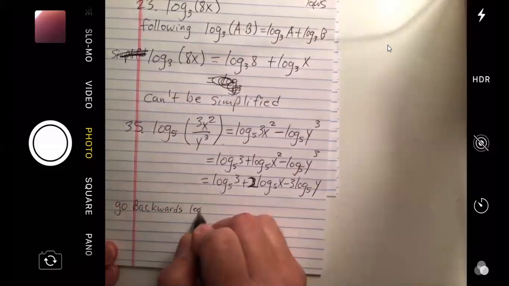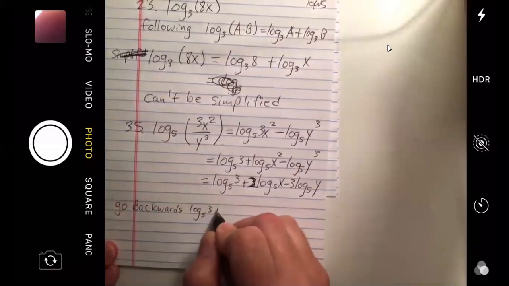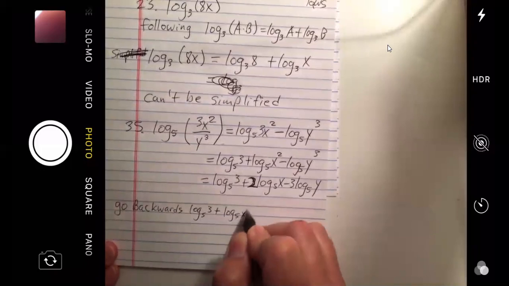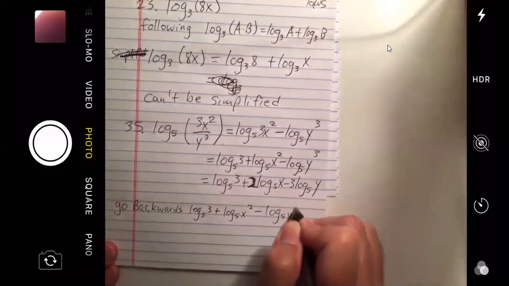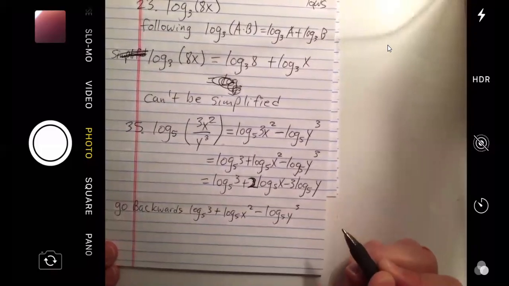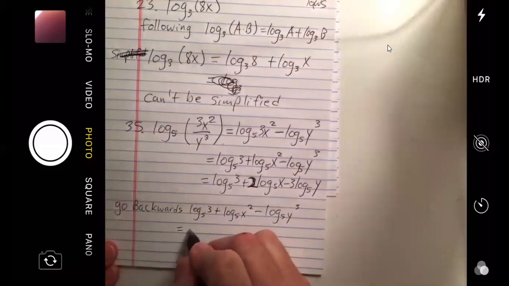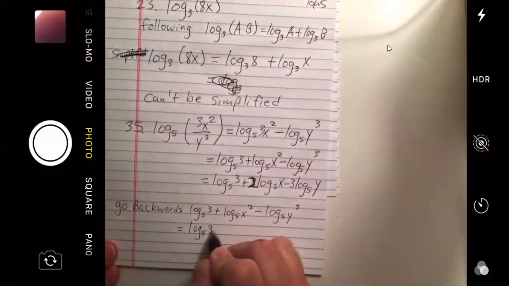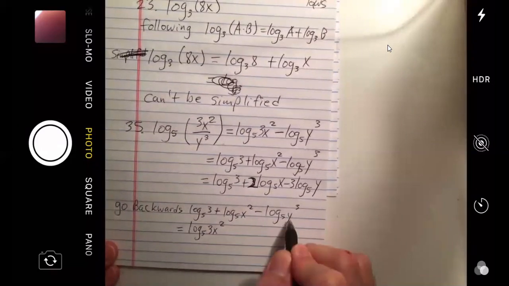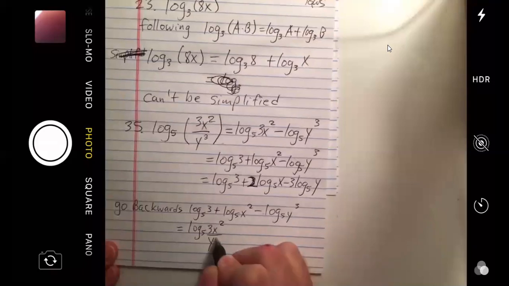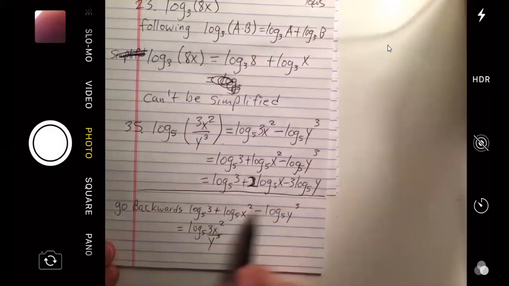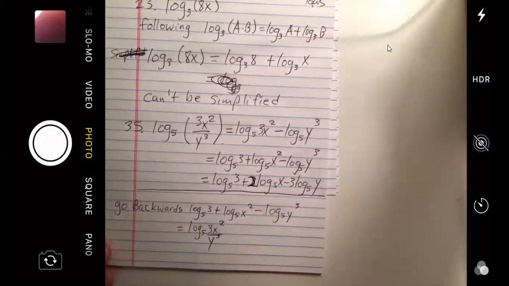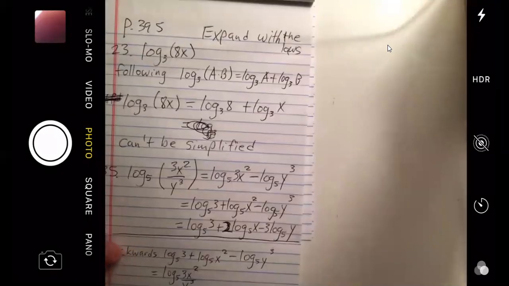You have log base 5 of 3 add log base 5 of x squared, because you'd put the 2 back up. Subtract log base 5 of y cubed. And then any positive logs stay together: 3x squared. Any negative log appears on the bottom. Okay, this is what they want you to do. The problem directly finishes there, but they want you to start with this and get back to this in the next section. Let me do a fresh one.